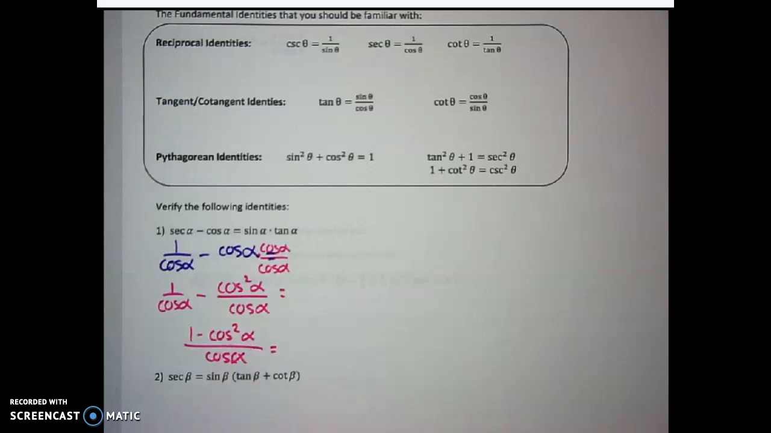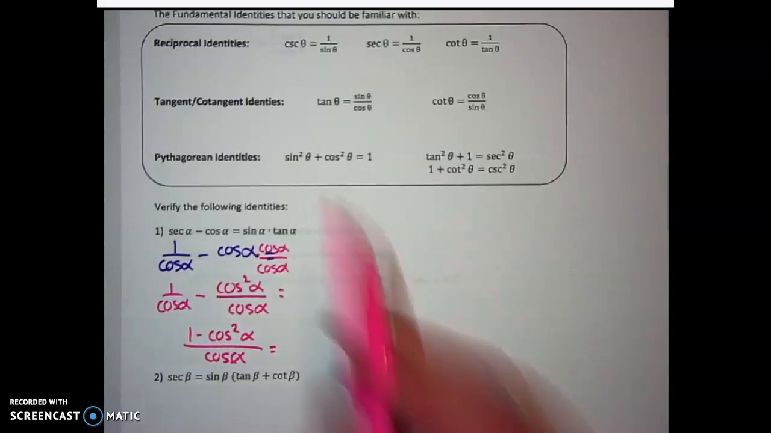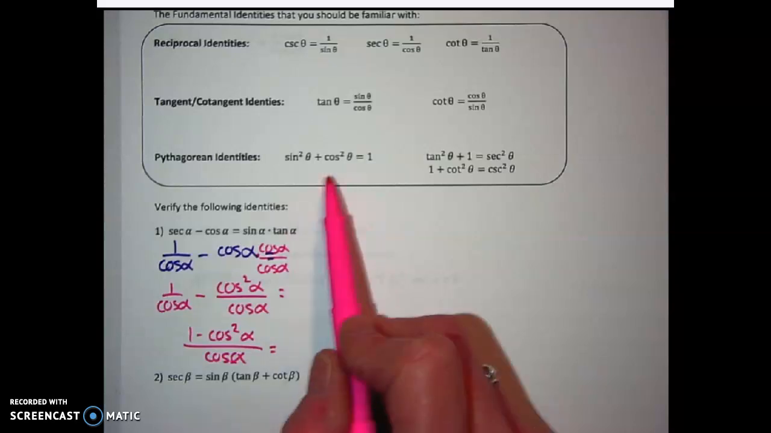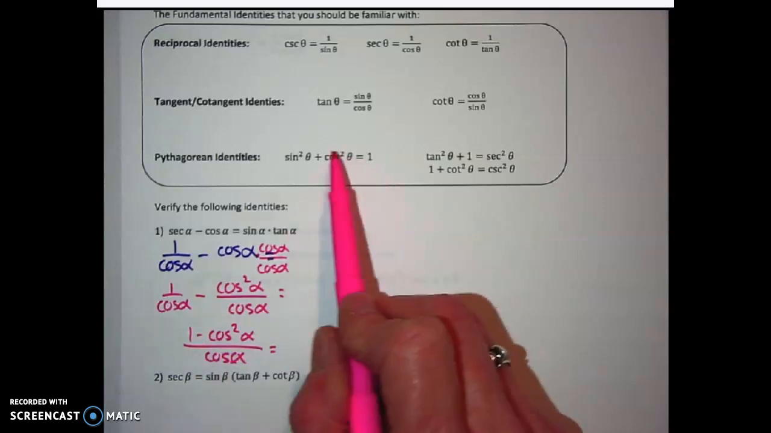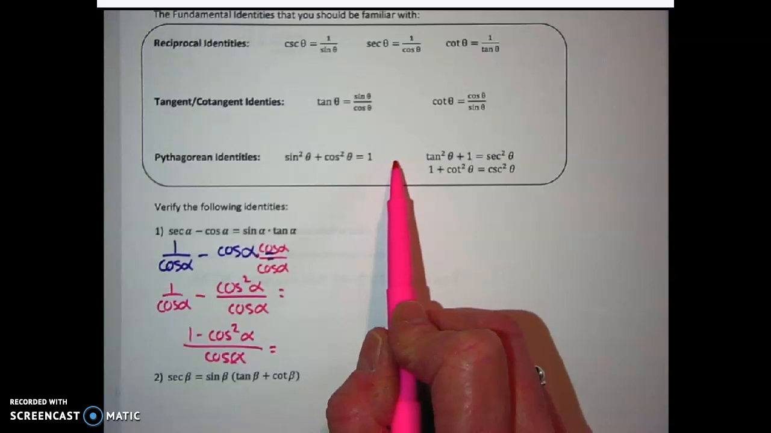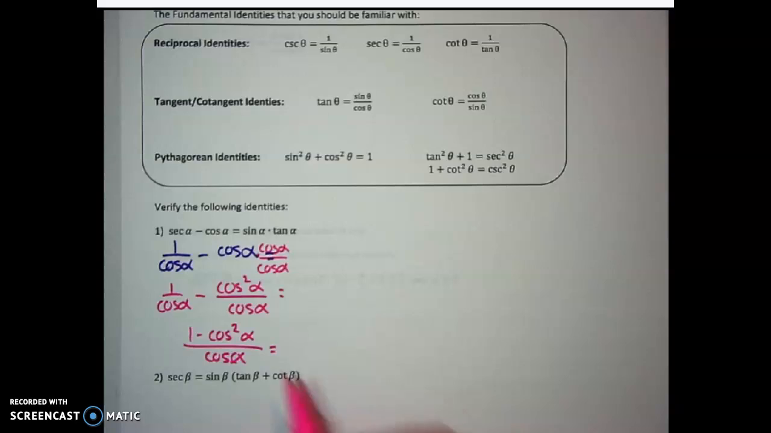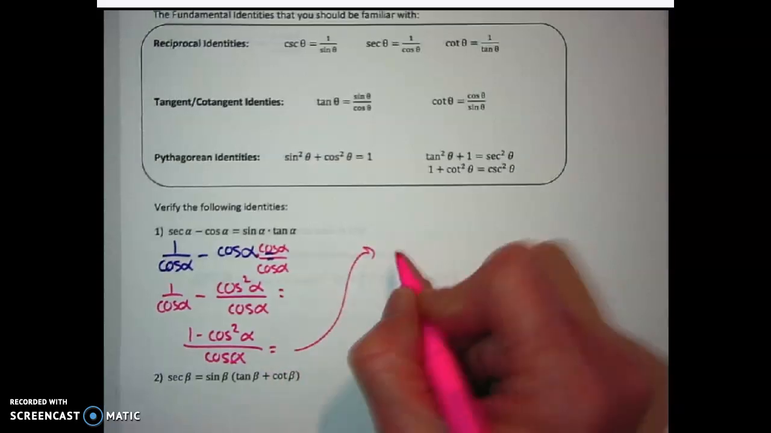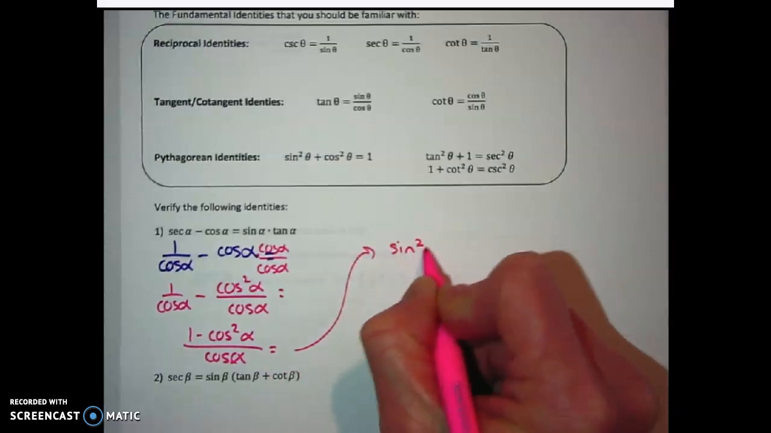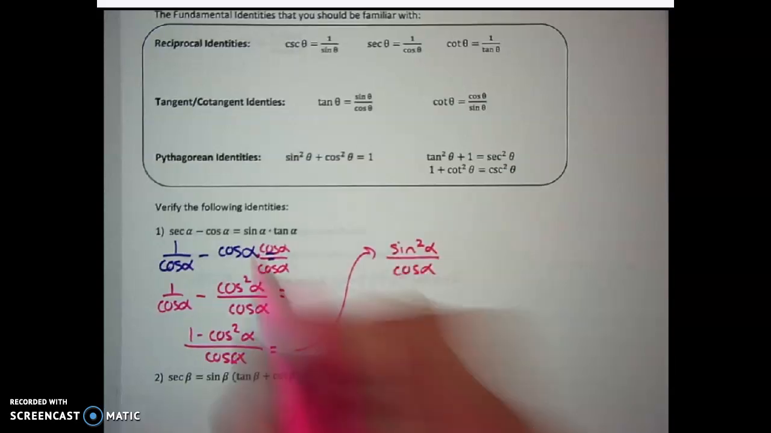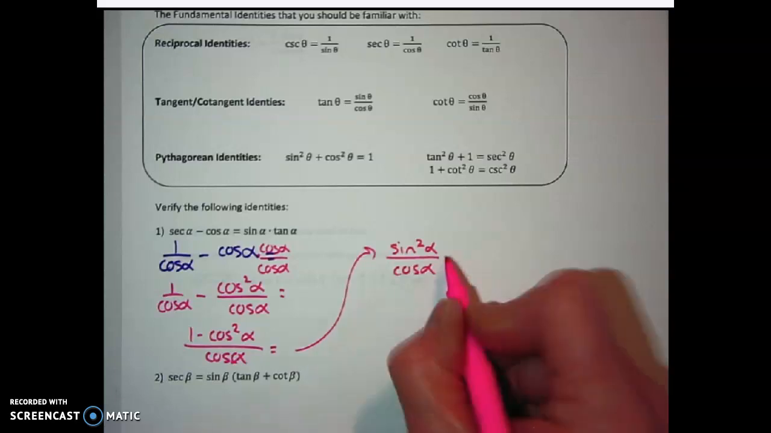Now I have a cosine squared, so whenever I have a cosine squared, especially if there's a 1 involved, I'm going to think about this Pythagorean identity up here. If you think about this Pythagorean identity, I have this 1. If I were to subtract cosine squared from both sides, I would have 1 minus the cosine squared equals the sine squared. So I can change my numerator on this one to the sine squared of alpha over the cosine of alpha. Now I'm super close to what I need it to be.